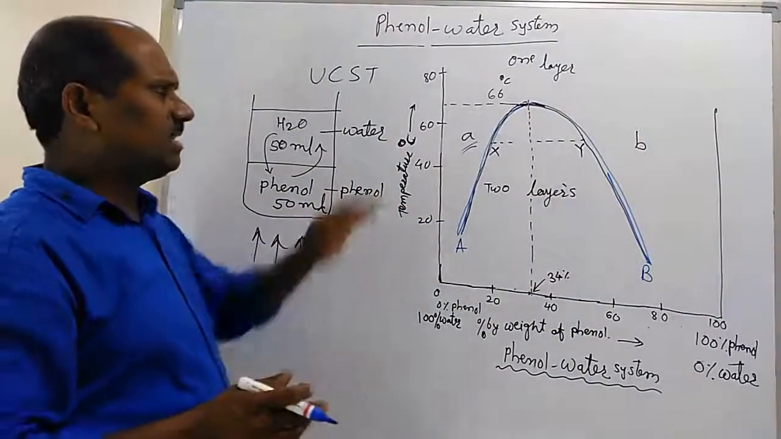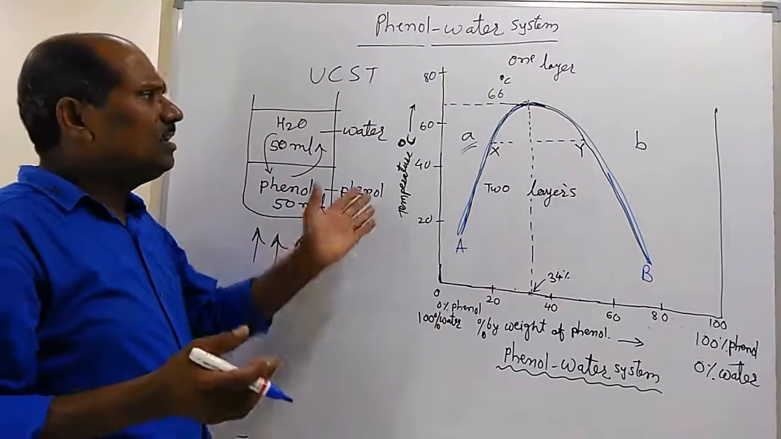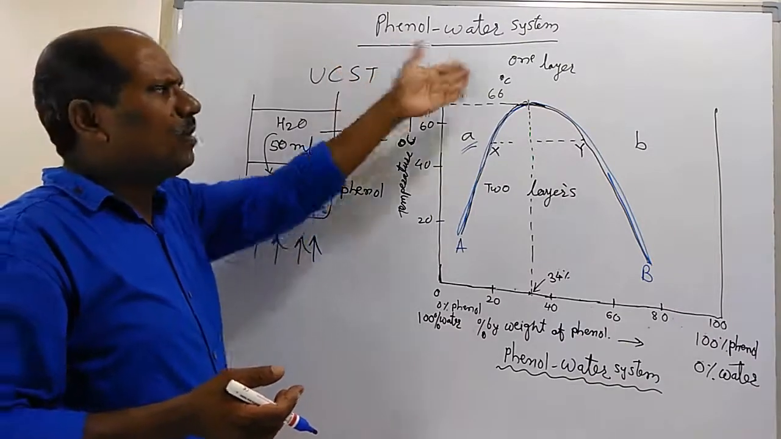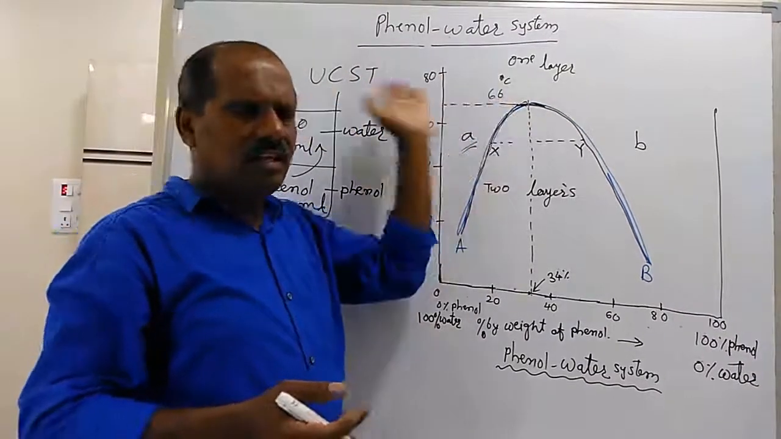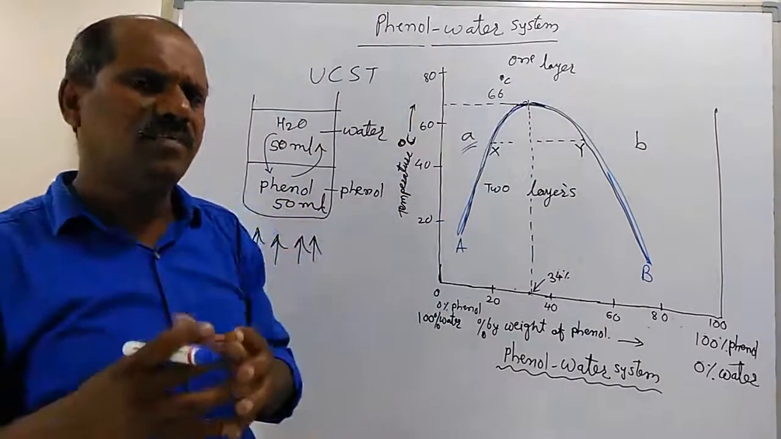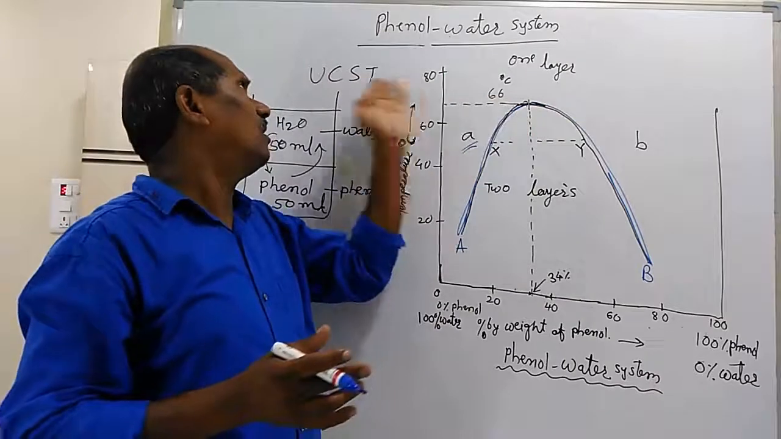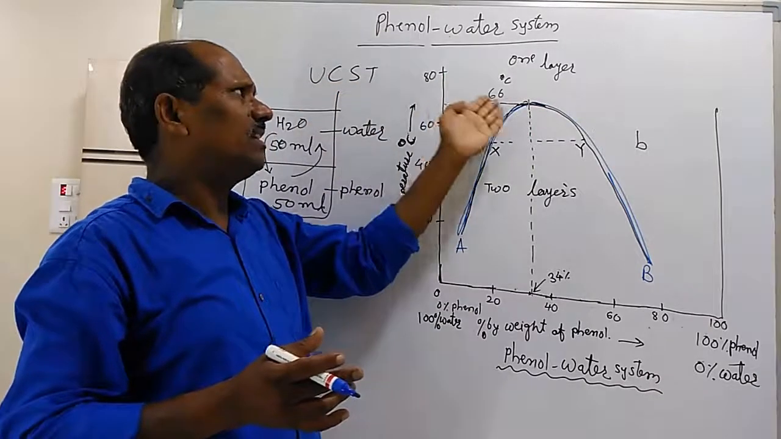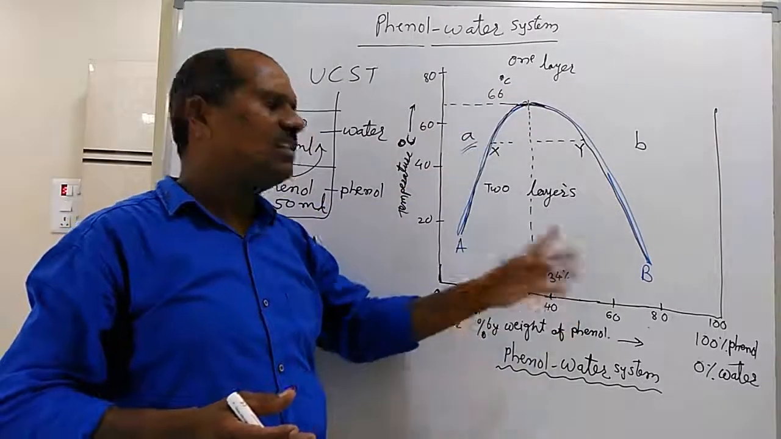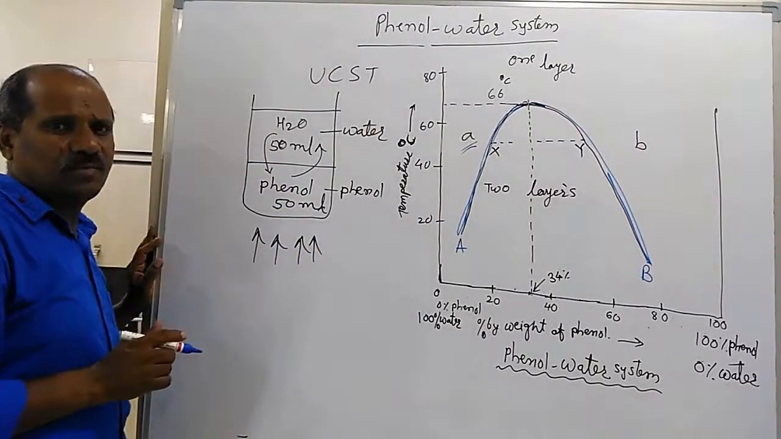Means in this case, in the phenol water system, as the temperature increases, the solubility of the partially miscible liquids also increases. And at a particular temperature, for example in the phenol water system, at 66 degrees Celsius, the two partially miscible liquids become completely miscible. That temperature is called the upper critical solution temperature. The temperature is 66 degrees Celsius. At that point, the percent by weight of phenol is 34%. This is regarding the phenol water system.